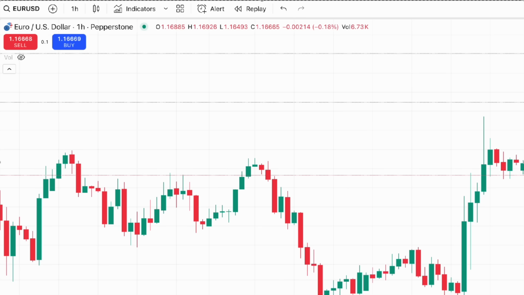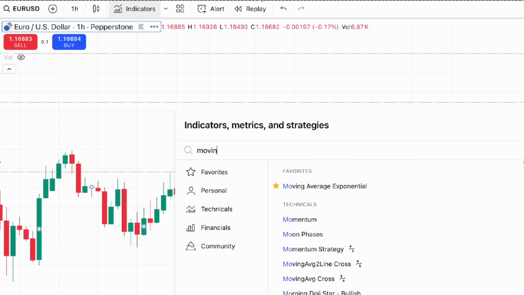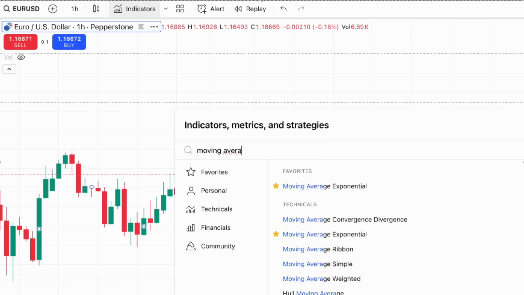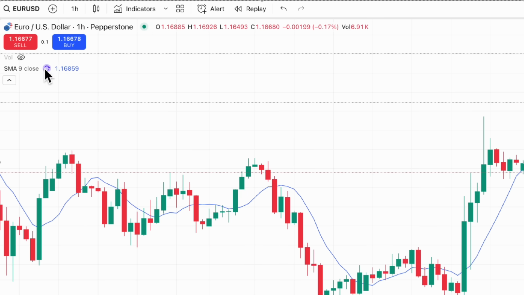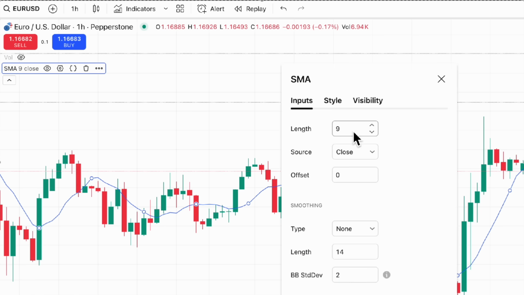Now I want to show you how to add the 20-period simple moving average. And because it's so widely watched, many other traders are reacting to it too. So here I'm using Paperstone's TradingView platform, and you basically go into indicators, you type in simple moving average, you click on that, and that'll appear on your chart. And from there, you'll see it starts out as a 9-period moving average.